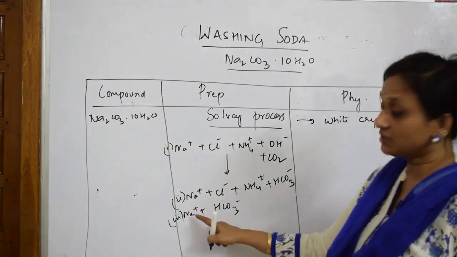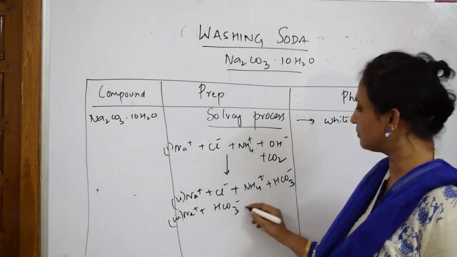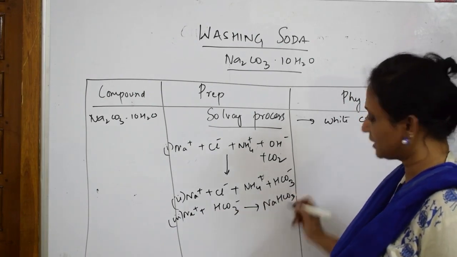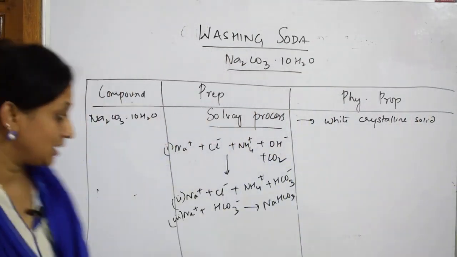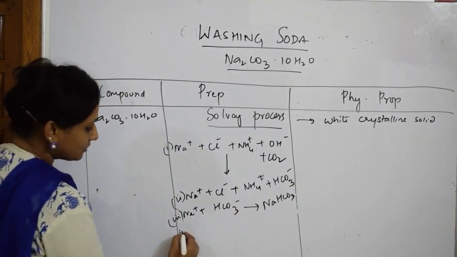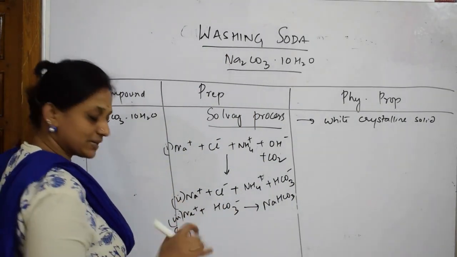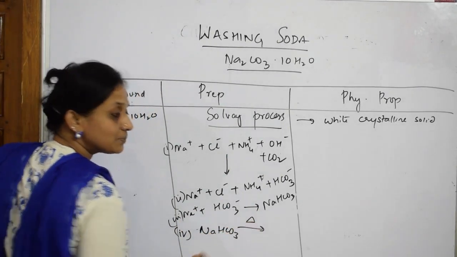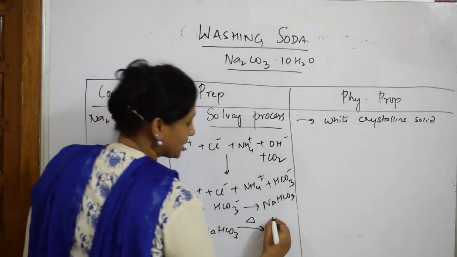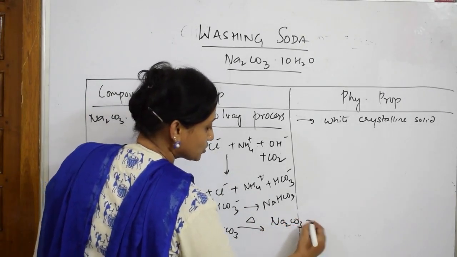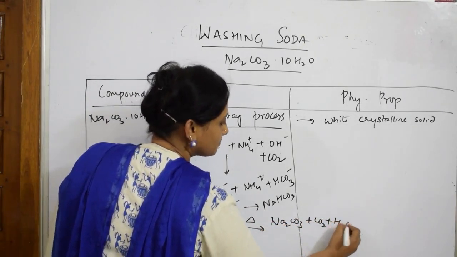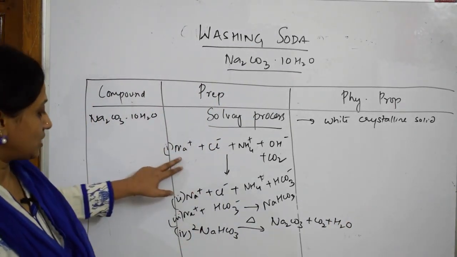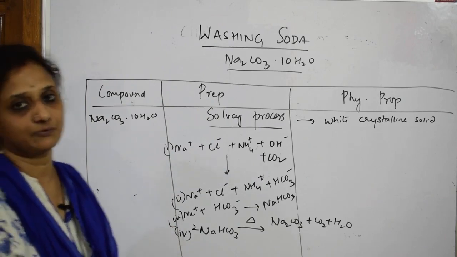In step 3, when the sodium cation combines with bicarbonate, it forms sodium bicarbonate, NaHCO3. Sodium bicarbonate, that is baking soda. Now, what happens when you heat baking soda? It decomposes into sodium carbonate, washing soda, plus carbon dioxide plus water. This is how you're going to prepare it. Step 1, step 2, step 3 and step 4, right?